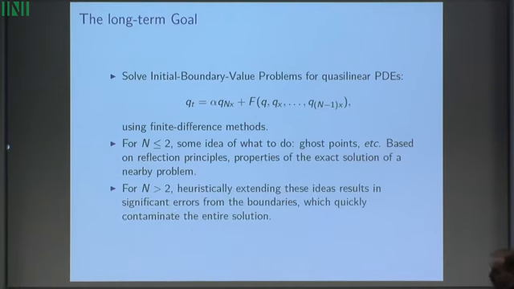Okay. If you extend those ideas heuristically by extending across boundaries and introducing ghost points and values at those ghost points in a similar way as what you would do, say, for n equals 2, then you typically end up making significant errors at the boundaries. And so we'd like to know what we can do better than that.